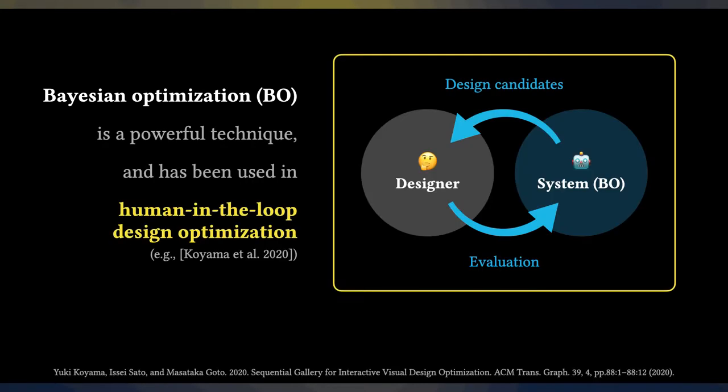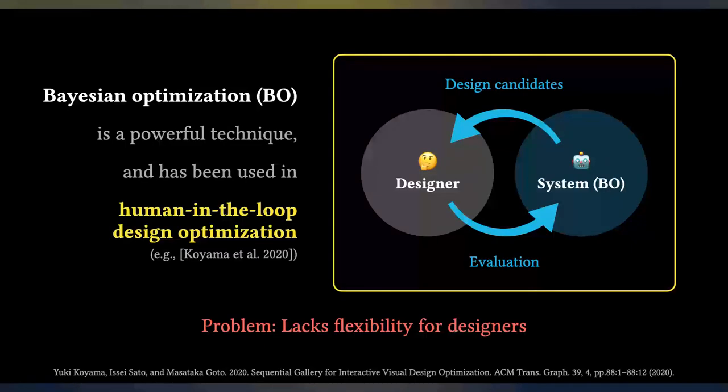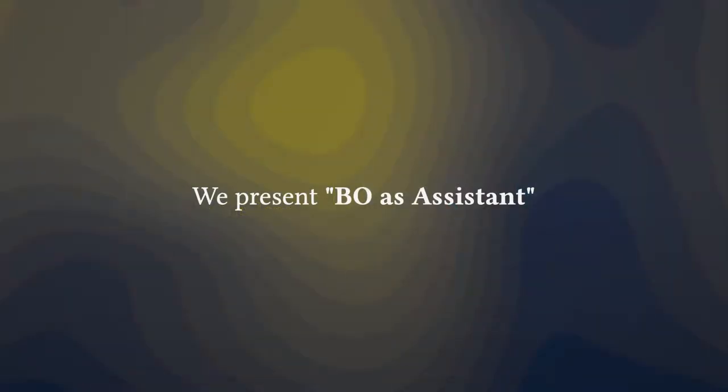Bayesian optimization is a powerful technique and has been used in human-in-the-loop design optimization. However, such a framework lacks the flexibility for designers to freely explore the design space. We present BO as Assistant, a new design support framework.